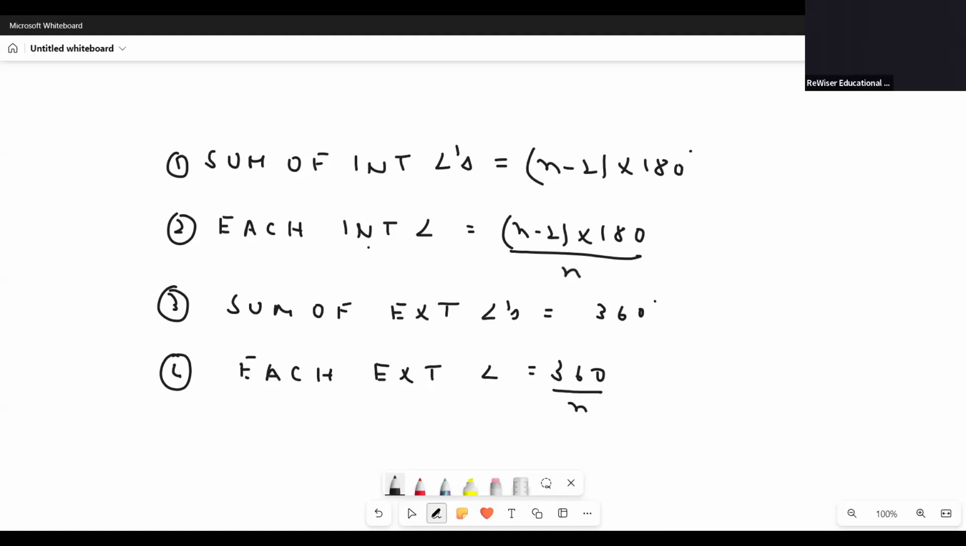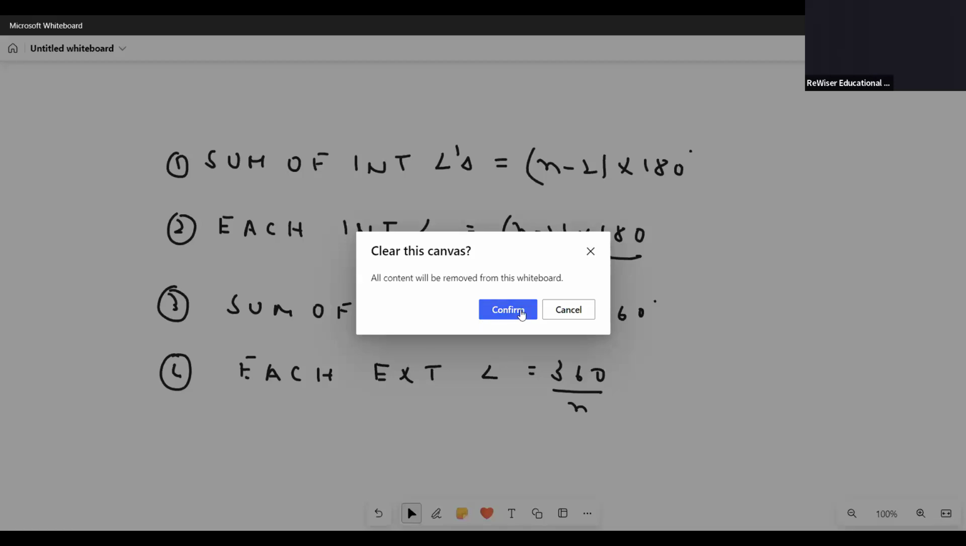But before I go into that, let's practice a few sums based on the volume part also. I'll just place it on the board, just for practice. So I'll clear this canvas.